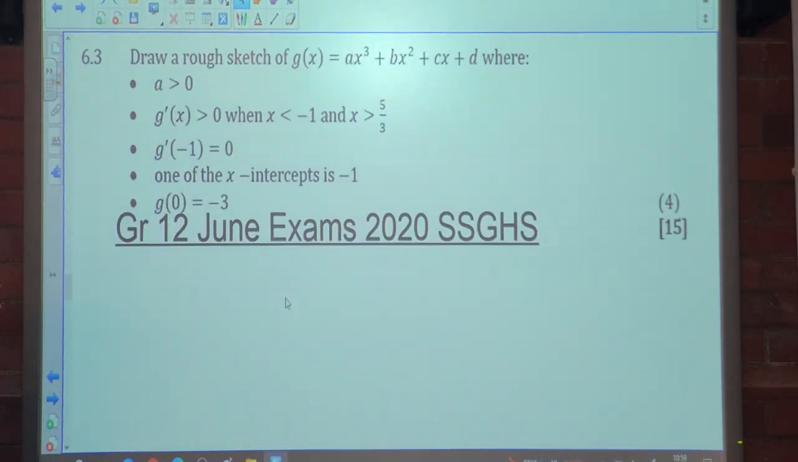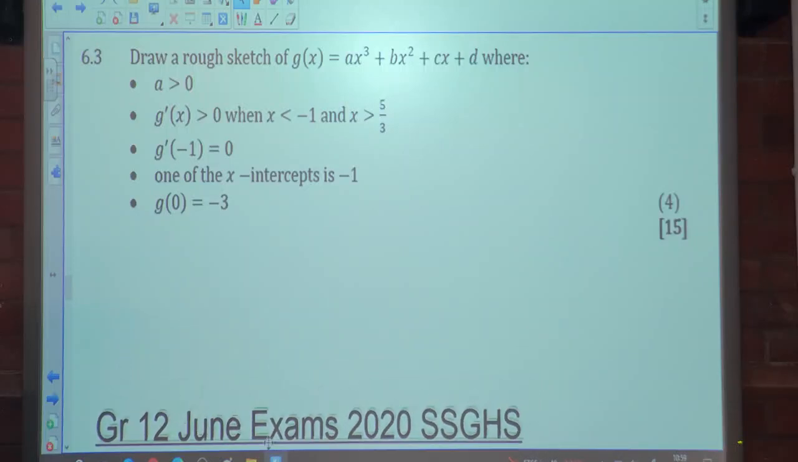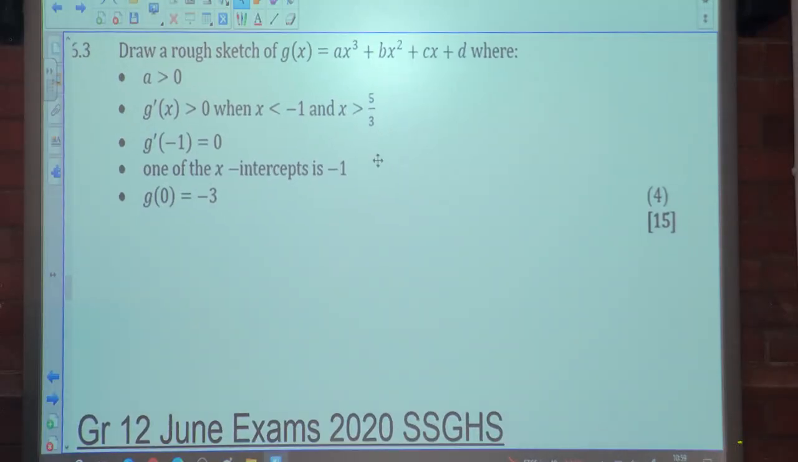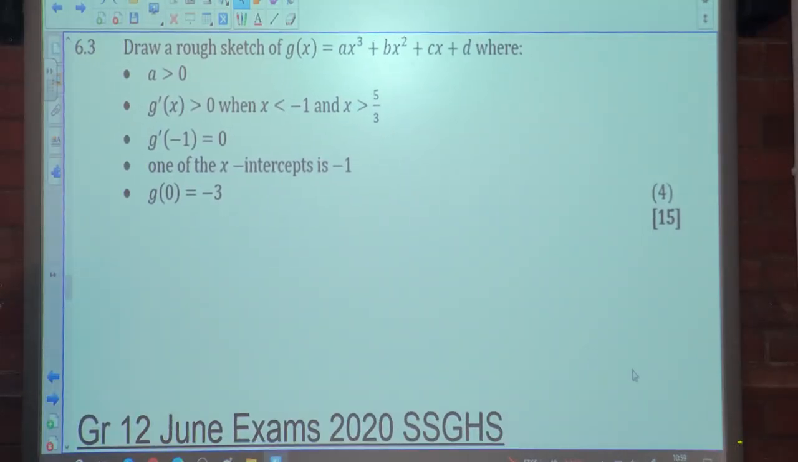People, 6.3. I don't think you guys have gotten one like this before, so I'll make it a mission to get you one. You haven't seen one like this yet, no? Right, here's your chance, your opportunity. We have: draw a rough sketch of g of x equals ax cubed plus bx squared plus cx plus d. People, if it says rough sketch, it doesn't mean draw ugly. No. Okay.